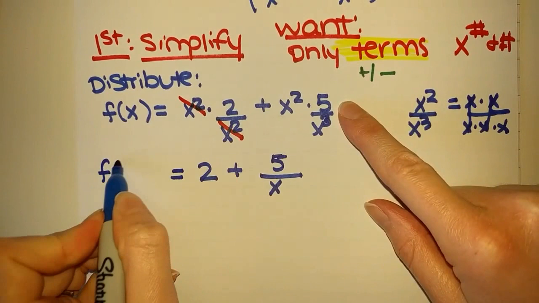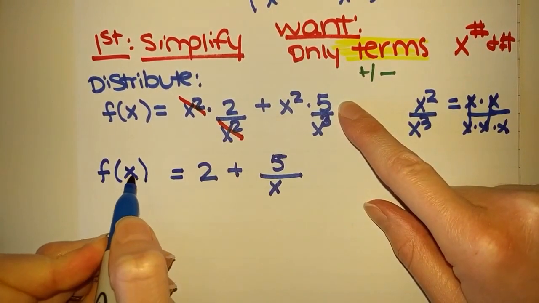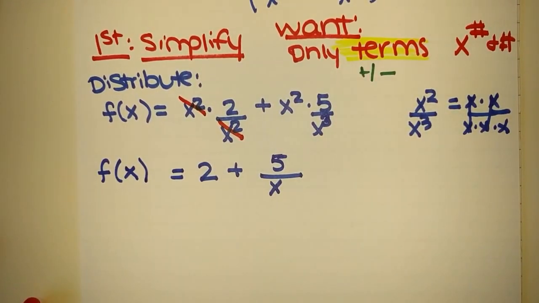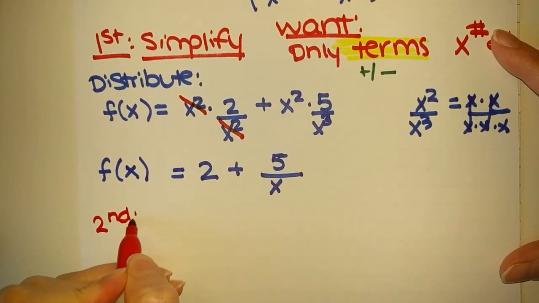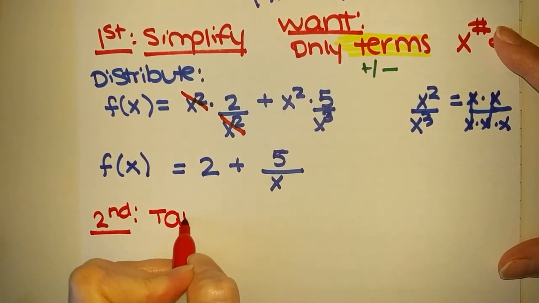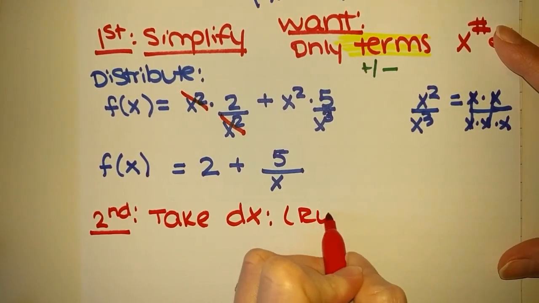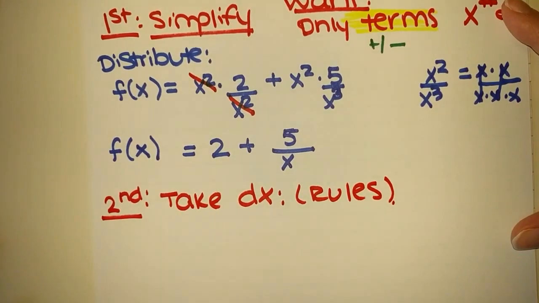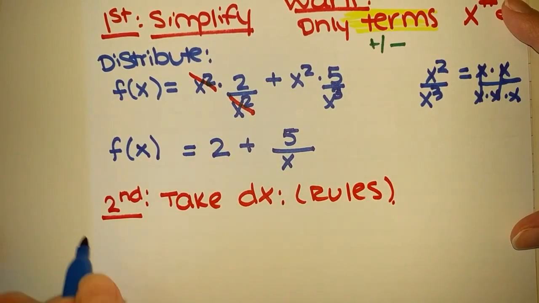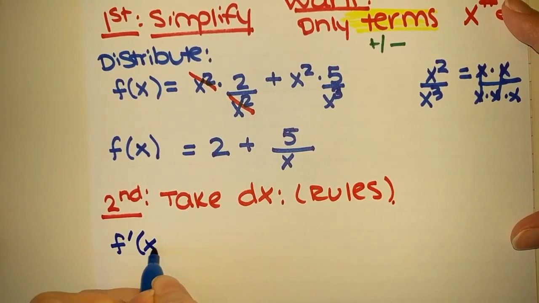Now, after you do all of that work, it kind of feels like you should be done, but you're not, because you haven't actually applied our derivative rules. So after you simplify, in this case we distributed, then our second step is we actually take the derivative. All right, and that is where we use our rules that we talked about in class. All right, so when we take our derivative, our f becomes f prime of x.